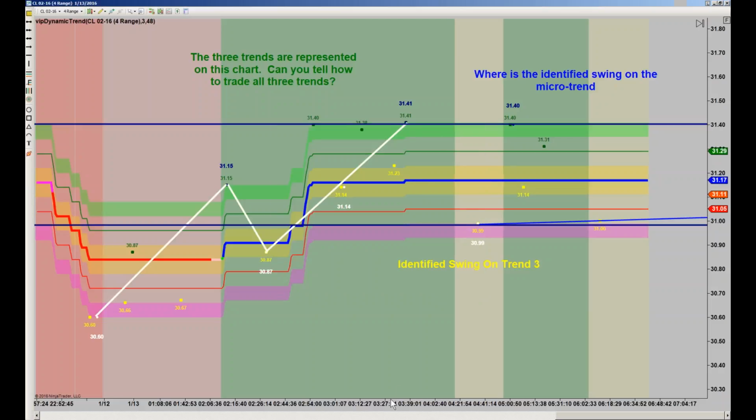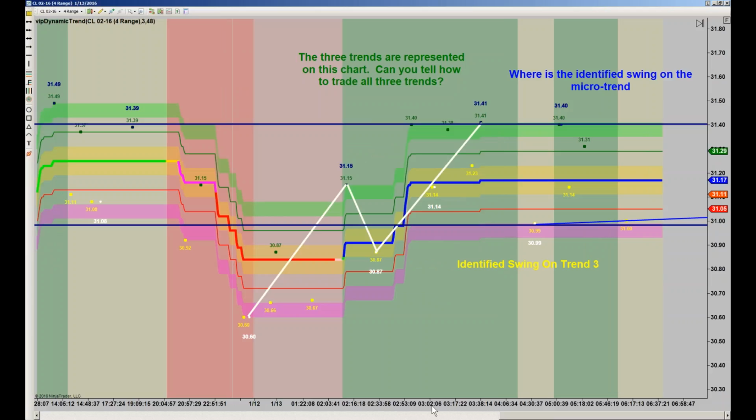Now you'll notice that looks pretty much like it's an uptrend, doesn't it? But you figured that out just by looking at the charts to begin with, and that's really good, because it's important to be able to see these swings.